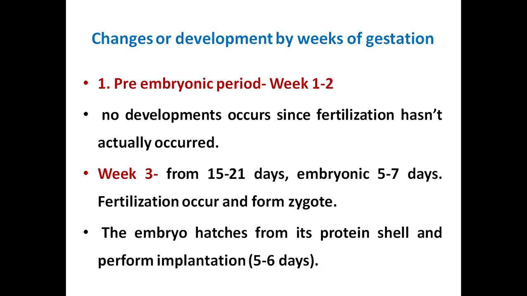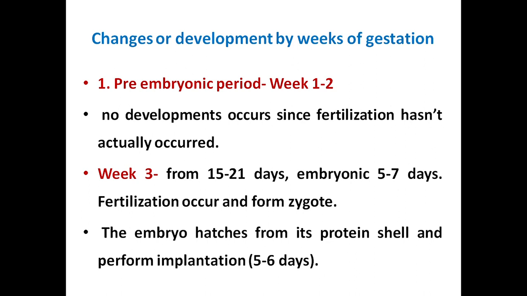Next, we are dealing now with per week, meaning from the first week to 40 weeks, what are the changes and the development in the embryo. So we are going to see that. First, the embryonic period, as I already told you: weeks 1 to 2 have no development, since fertilization has not actually occurred. Once fertilization occurs, there will be development of the embryo.